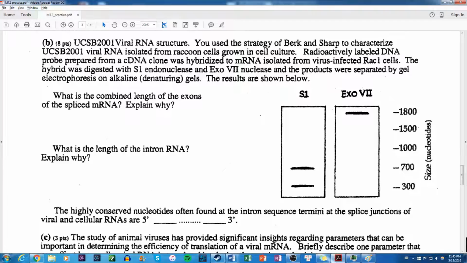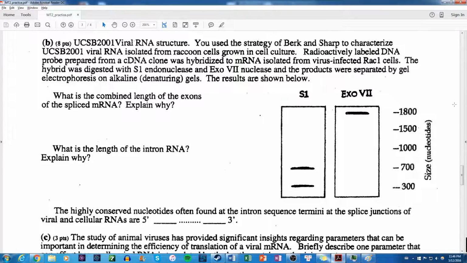Exo7 is an exonuclease. It doesn't cleave. It doesn't really split a DNA or an RNA molecule into smaller bits. S1 only cleaves single-strand RNA. So if you have DNA, it doesn't matter. So if you use some reasoning, you can find out what the combined length of the exons of spliced mRNA is.